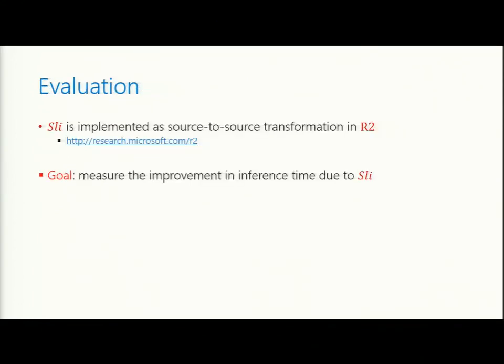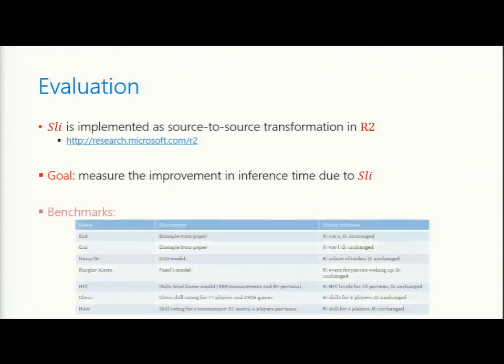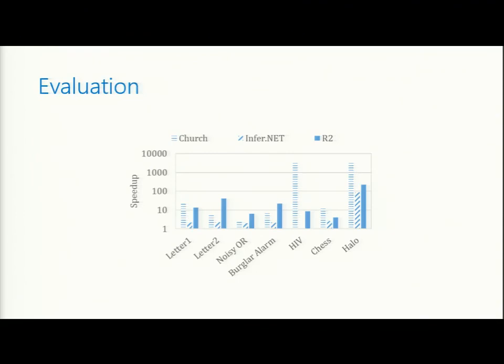And then it turns out that the slicing transformation, since it's taking a program and compressing it, is not only useful for our tool, which is called R2, in which the slicing transformation is built, but it's also useful for other tools as well. And this chart essentially shows this exponential speedup in inference time for 3 tools. This is our tool R2, Infer.NET from MSR Cambridge, and Church from MIT.